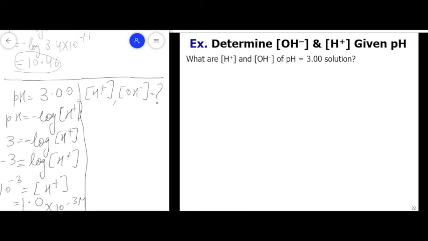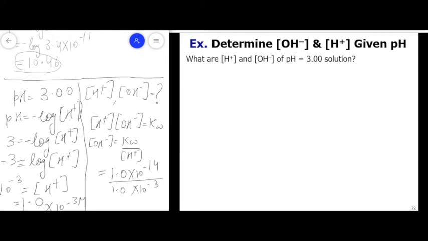So now that I know the concentration of H ion, I can figure out the concentration of OH ion. Why? Because we know that proton times hydroxide ion concentration equals Kw. So hydroxide ion is going to be Kw over proton, and Kw is 1.0 times 10 raised to the power minus 14, divided by 1.0 times 10 raised to the power minus 3, and that is 1.0 times 10 raised to the power minus 11 molar. So this is our H ion concentration and this is OH ion concentration.